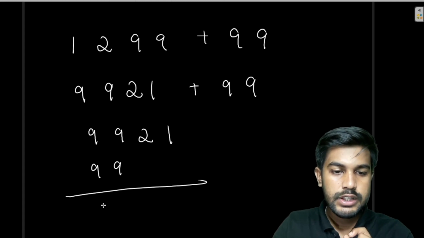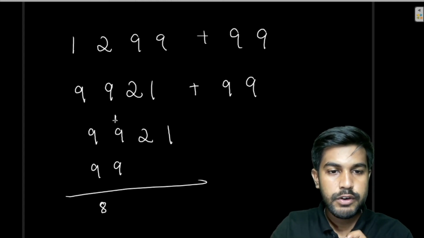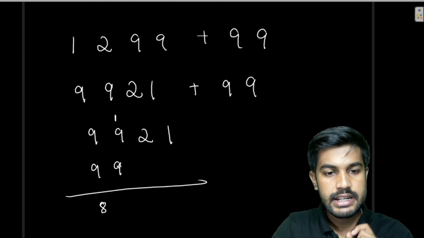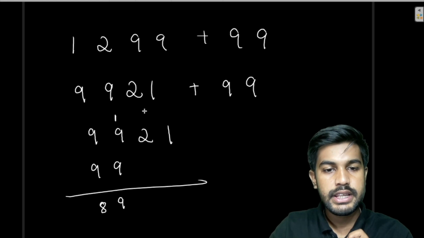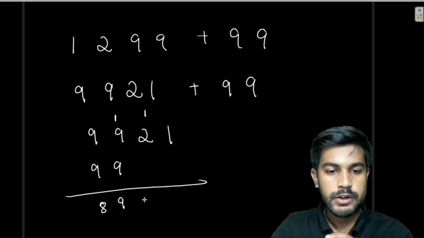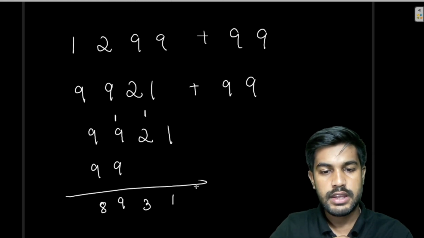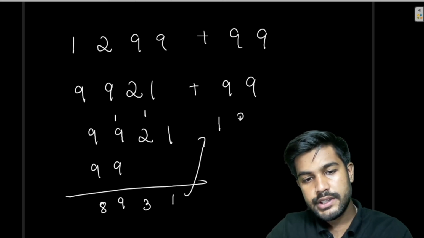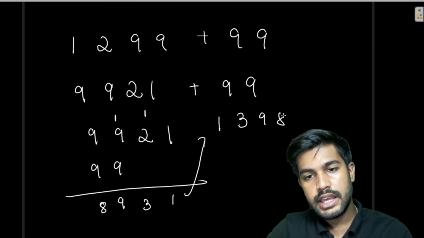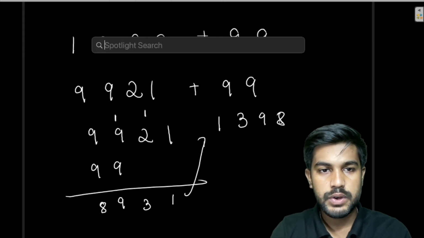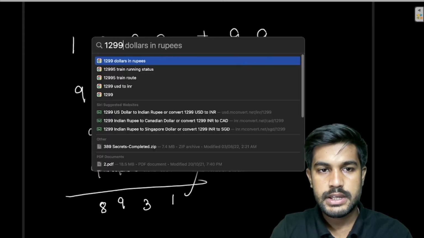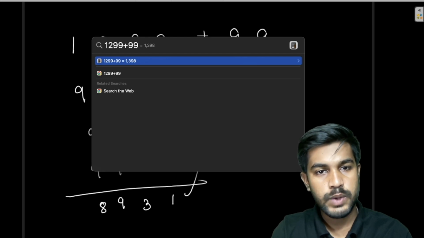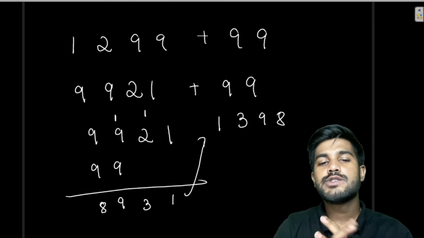So that would be 8 and 1 would be passed. Then 9 plus 9, 18, then 19. So 9 would be there and 1 would be there. This would be 3, and this would be 1. And if we reverse it, this would be 1, 3, 9, 8. So let us see the value: 1299 plus 99, that is 1398. So this is what we would do.